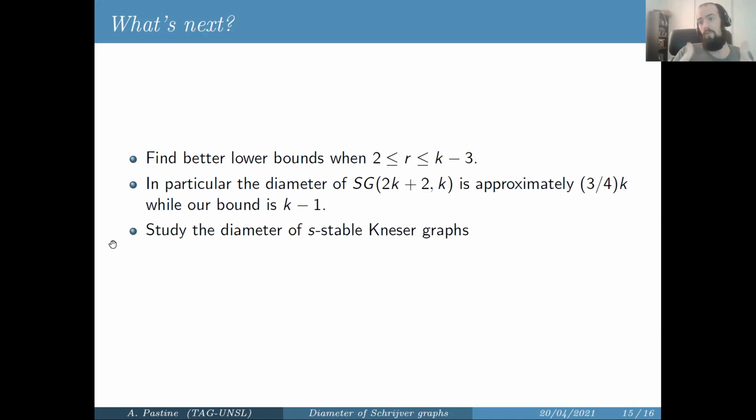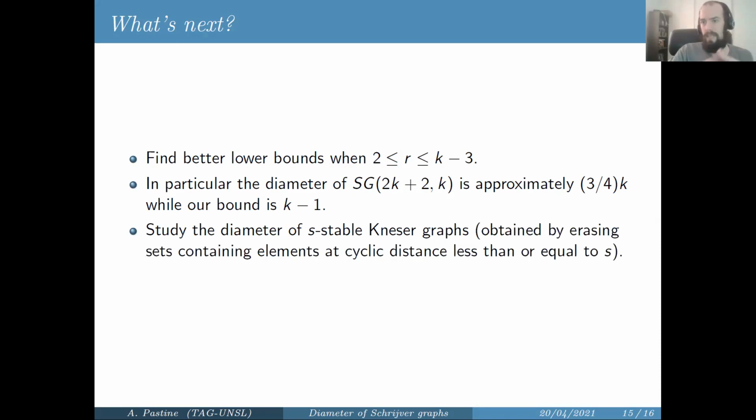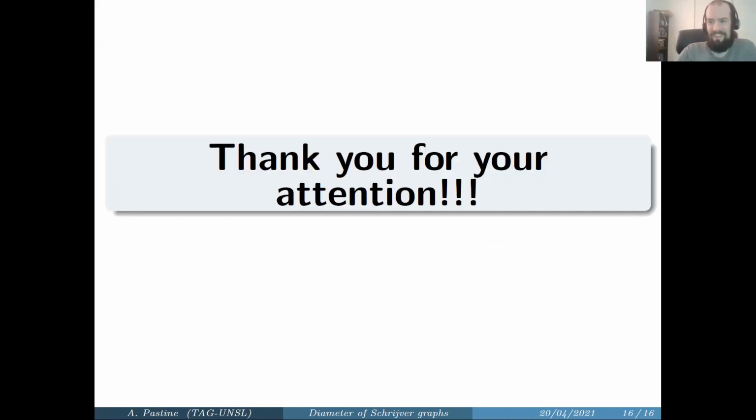And the other thing that we will want to do afterwards is study the diameter of stableness graphs. So these are obtained similarly to Schrijver graphs, but instead of erasing vertices that have consecutive elements, you erase vertices that have elements at distance less than or equal to s. And that's all. Thank you for your attention.